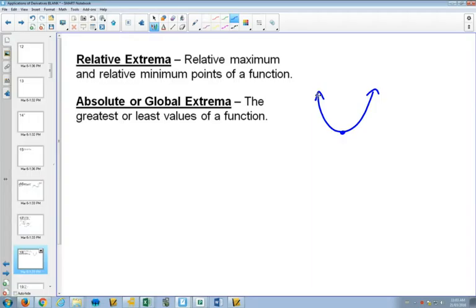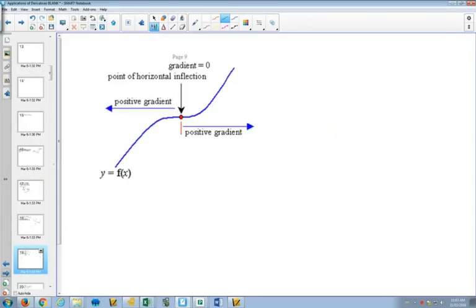But on an x cubed graph, this is a relative maximum because it's a maximum in that small area, but later on the graph does get bigger than that. And this would be a relative minimum because it's a minimum in this small area, but the graph does get smaller at another area. And there's our inflection point.